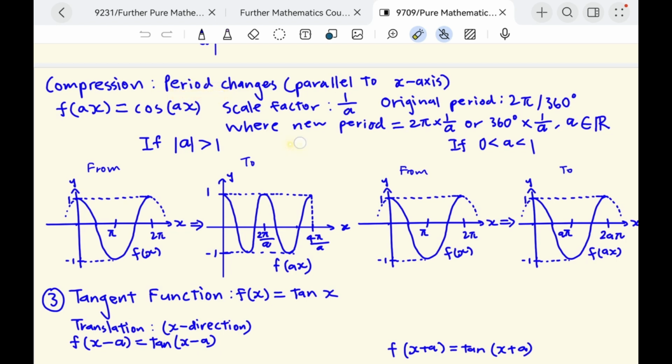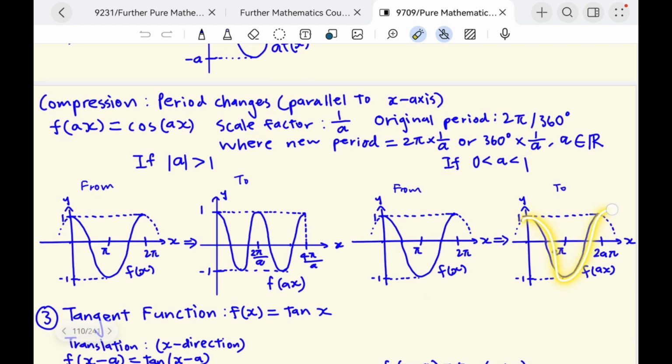So let's say you have 2, which means that you need to do how many cycles to approach 2 pi. Okay? So for a from 0 to 1, you will have a stretching in period. Which means that the pi and the 2 pi must be multiplied by a. Okay?